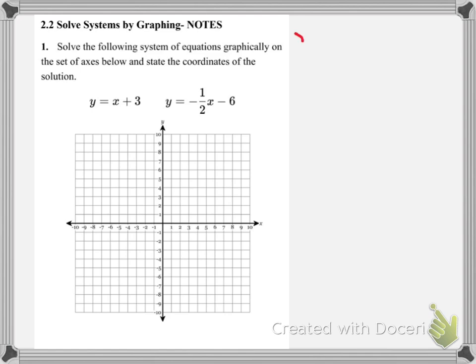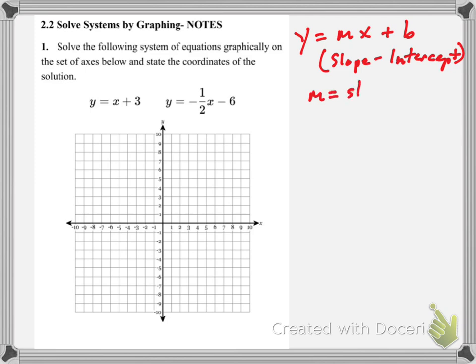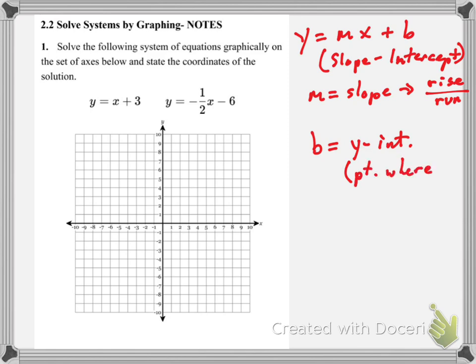Well, if you remember, slope-intercept form, okay? So m is the slope. Remember, slope is rise over run. b is the y-intercept. Now remember, the y-intercept is the point where the line crosses the y-axis. There's the y-axis.